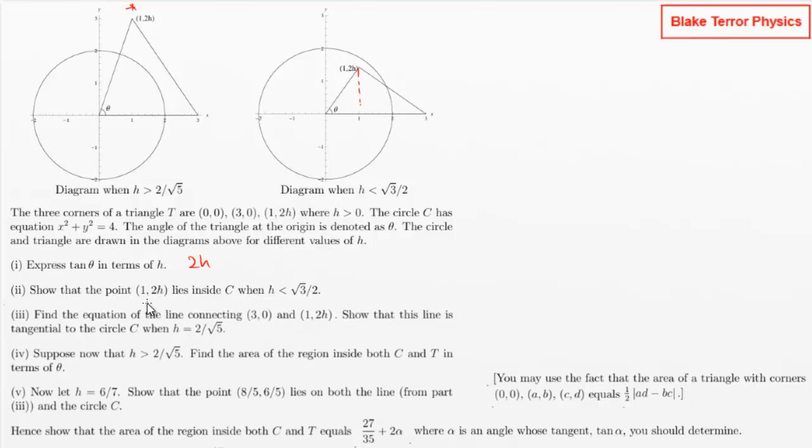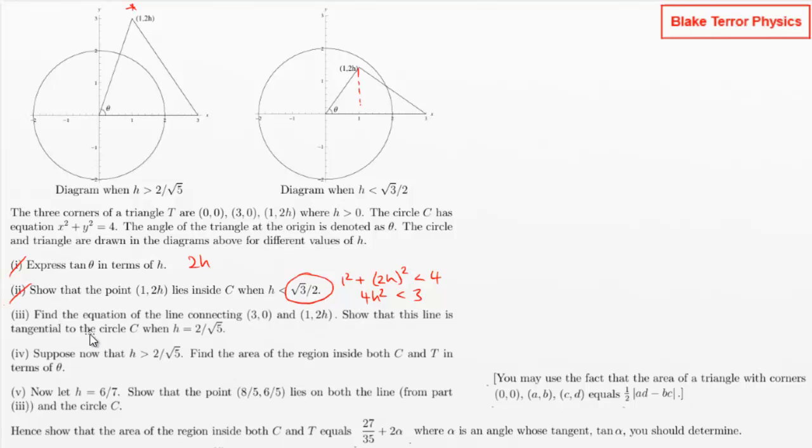Show that the point (1, 2h) lies inside the circle when h is less than root 3 over 2. Okay, fair enough. So we just plug in some numbers. The point (1, 2h), the top of the triangle. So we can do 1 squared plus (2h) squared, and if it's going to be inside the circle, it will have to be less than 4. So we're saying that 4h squared has to be less than 3. So h has to be less than root 3 over 2. This has all started off rather worryingly easy.